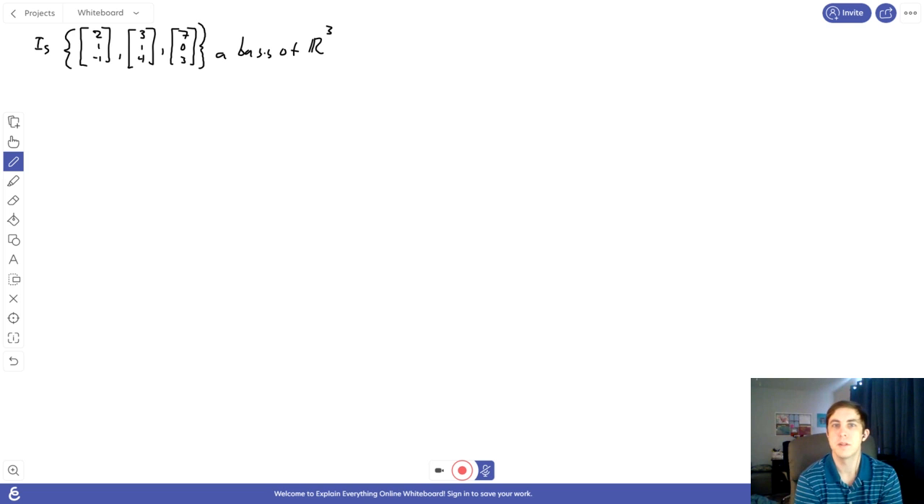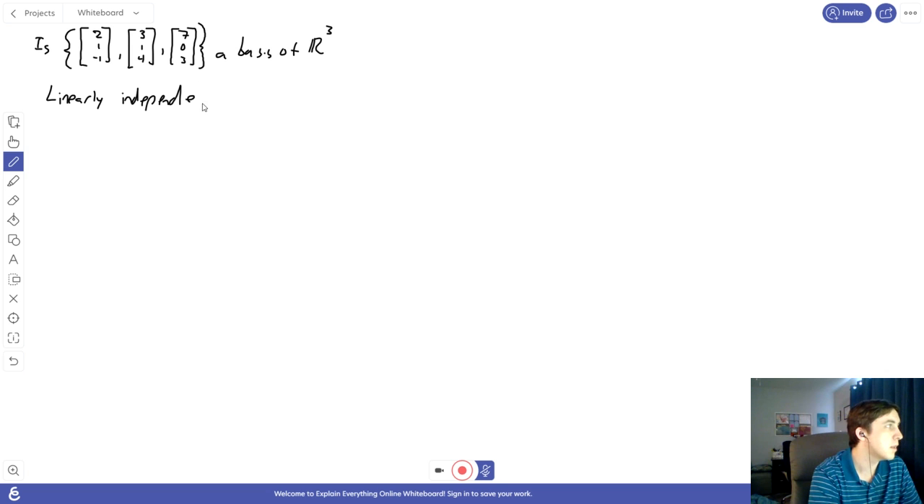In this video, we're going to see how to determine if a set is a basis of a vector space or not. So the key idea here is that we need to check two things to see if something is a basis. We need to check if this set is linearly independent, and that it also spans R3. So there's two things to check here.